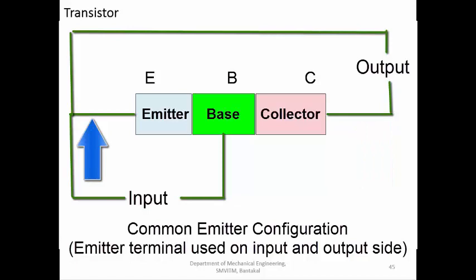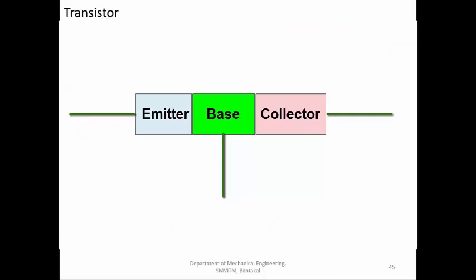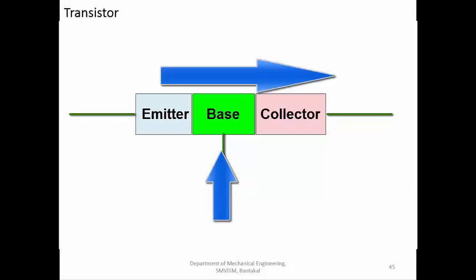Then you have the common emitter configuration. The emitter is common for both the input side and the output side. Between B and E, you give the input signal, and you take the output between C and E. That is how you use the transistor. The simplest thing is that, depending on the power supply or the voltage you apply at the base, the transistor can be in any of the configurations. Whatever power is coming in here will define how much current is actually flowing.